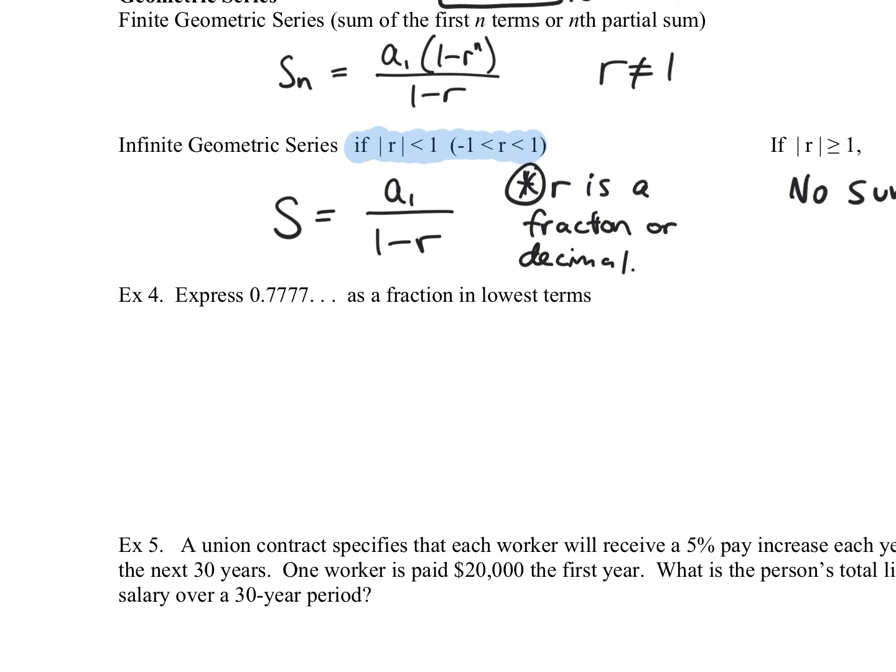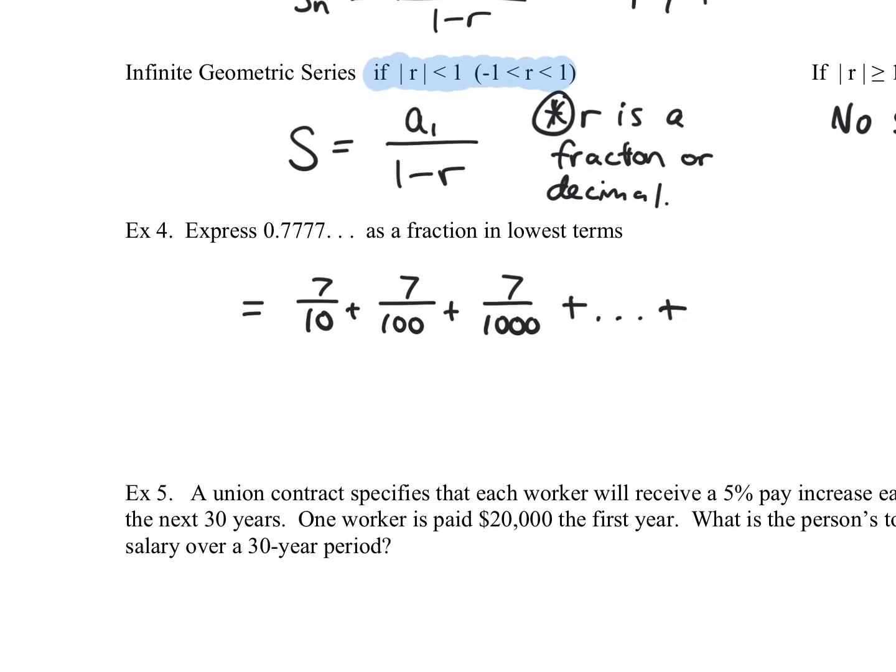So here they want us to express 0.7 repeating as a fraction in its lowest terms. Well, this would be 7/10 plus 7/100 plus 7/1000, and so forth. We could write this as a sum. We could say that our first value is 7/10, and that our r value is 1/10, because every time we are multiplying by a smaller and smaller fraction.